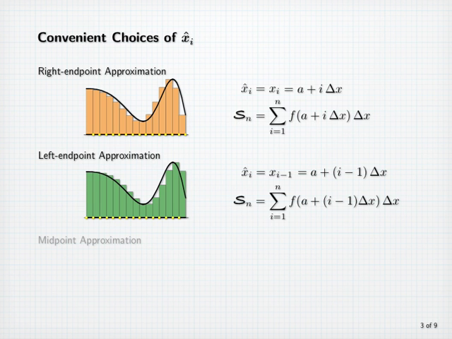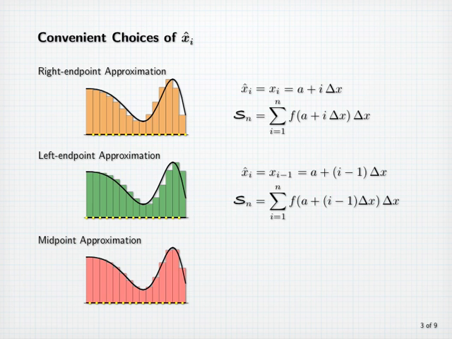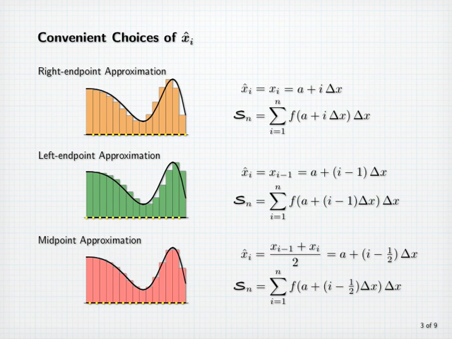Another good choice of x hat sub i, which results in what we call a midpoint approximation, is to take x hat sub i to be the midpoint of the ith subinterval. This means that x hat sub i is the average of x sub i minus 1 and x sub i, which we can write as a plus (i minus a half) times delta x. So just think of this as the right endpoint, a plus i delta x, minus half of delta x, which puts you in the middle of the ith subinterval. The resulting area approximation is the sum, as i goes from 1 to n, of f of a plus (i minus a half) delta x, times delta x.